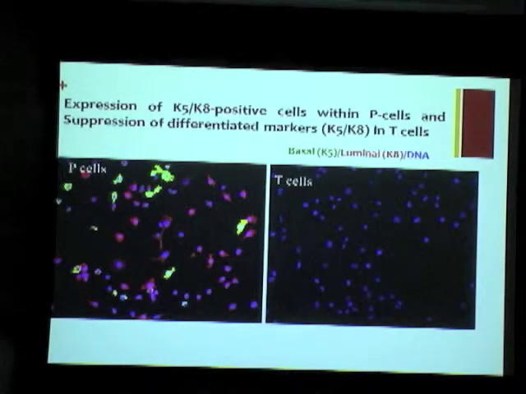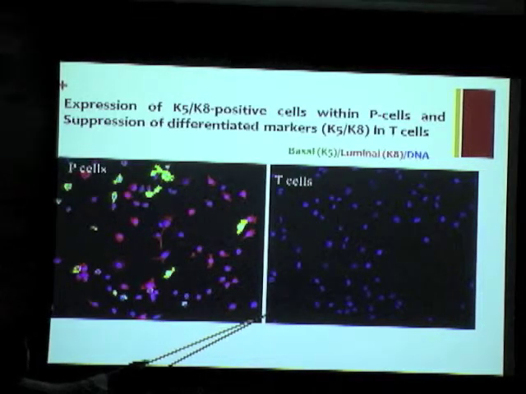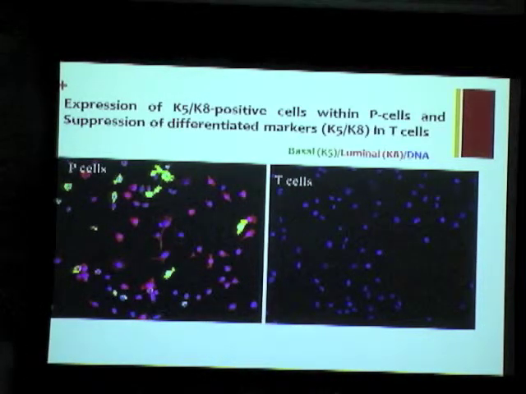These are pictures taken under a confocal. The green cells are basal cells, while the red cells are luminal cells. Like you can see, the T cells do not show either of these cytokeratin markers. This shows that the T cells are undifferentiated cells.